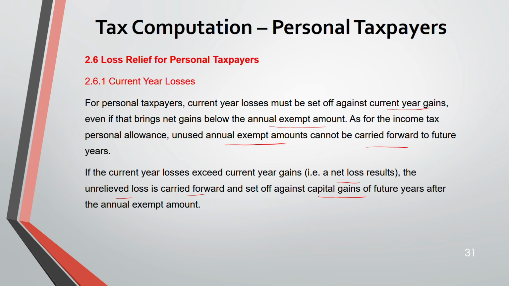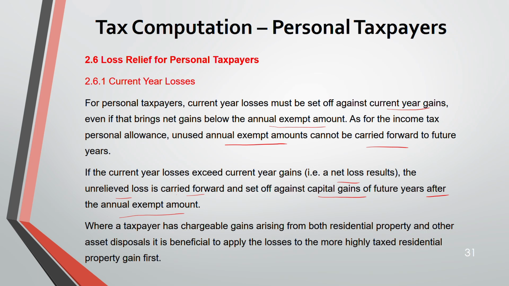And remember, when can you set off? After deducting the annual exempt amount. Capital gain after deducting annual exempt amount. Then, where a taxpayer has a chargeable gain of both residential and other, how do you apply the losses against which property first? The more highly taxed residential property gain first. That means at 24%. Take your loss against the residential property first.